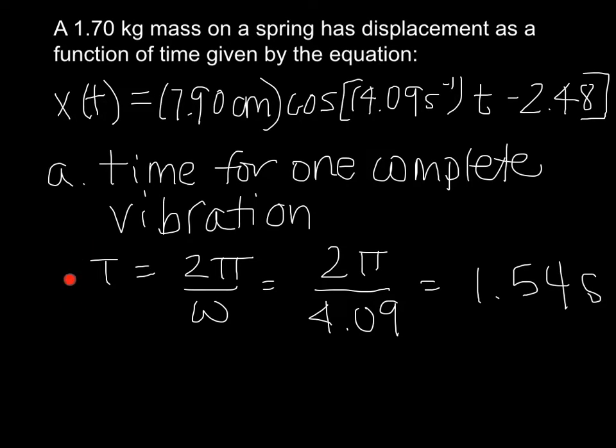So we're finding the period, which is equal to 2 pi over the angular velocity. The angular velocity is 4.09, because that's part of the formula. So we find the period of 1.54 seconds.